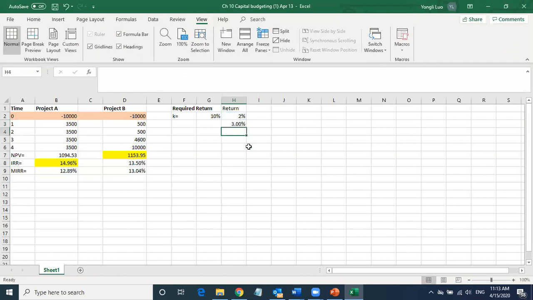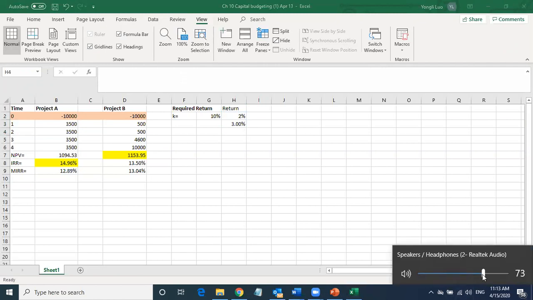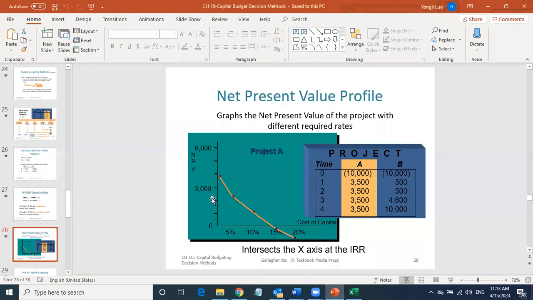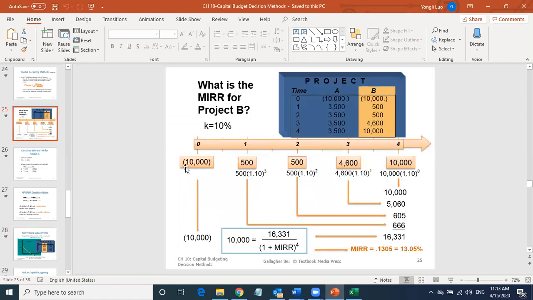What are we doing right now? What is your question? What are we doing right now? What you are doing is a net present value profile. What is that? Okay. This is a net present value profile because I told you.